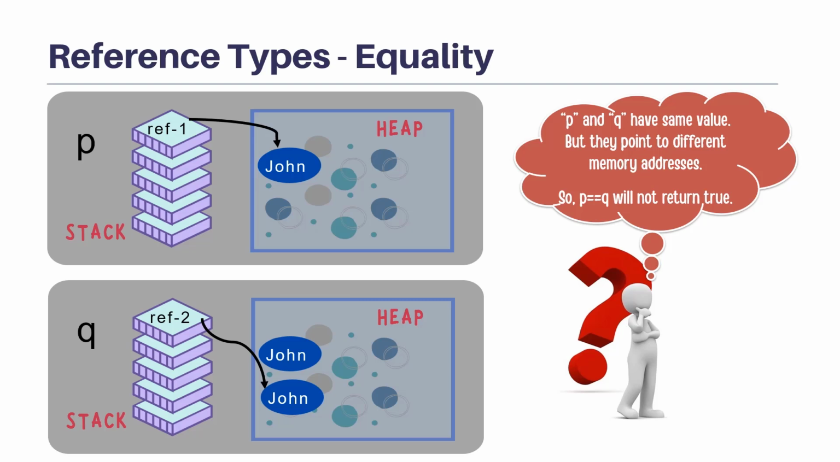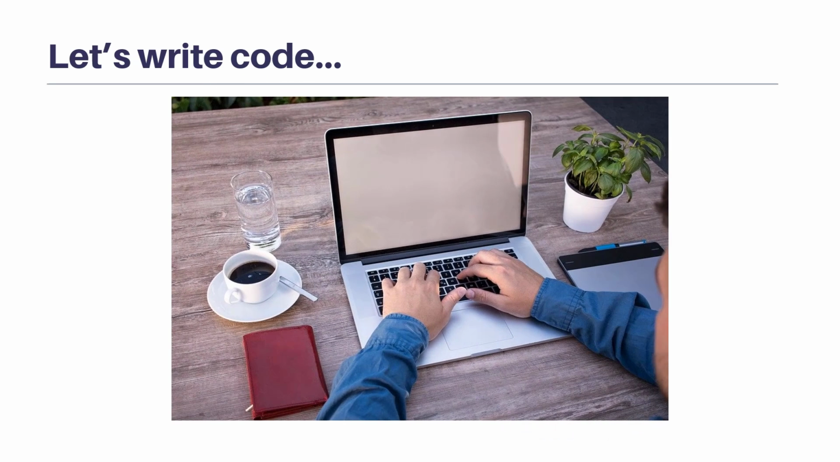Optionally, we can change the behavior of this double equal to sign for a reference type by using operator overloading. We are going to learn about operator overloading later in this course. Now it's time to write some code.